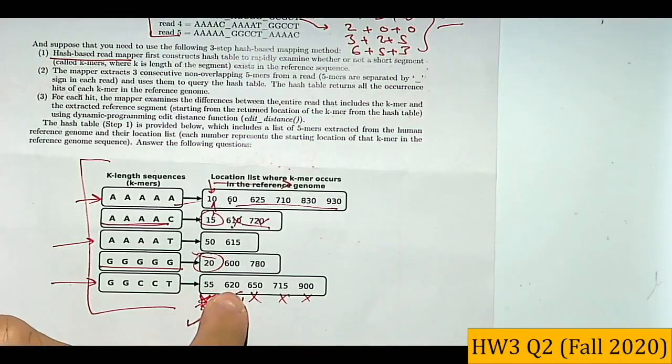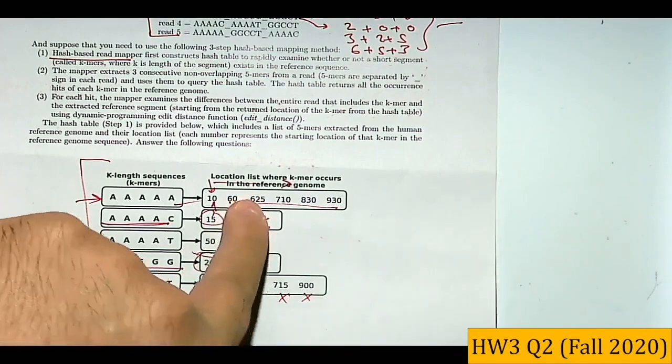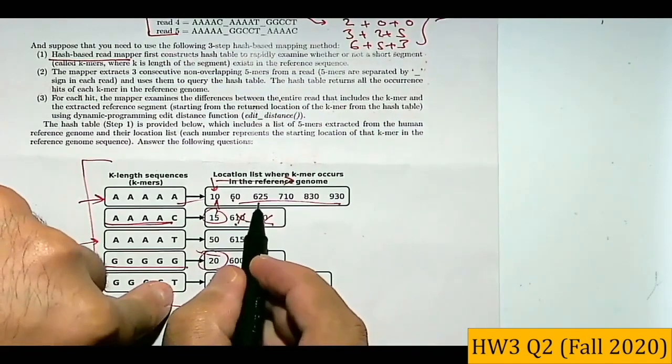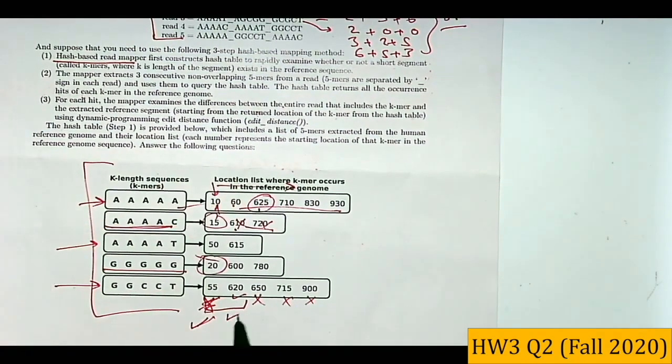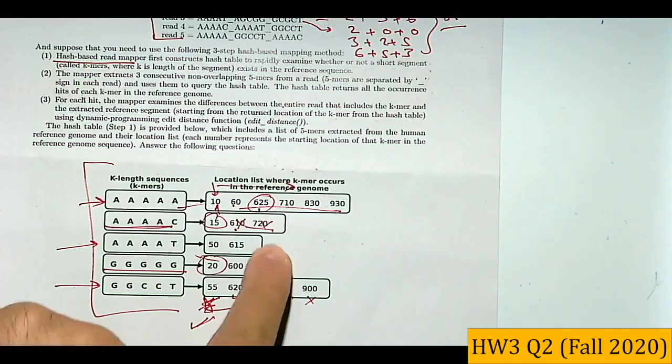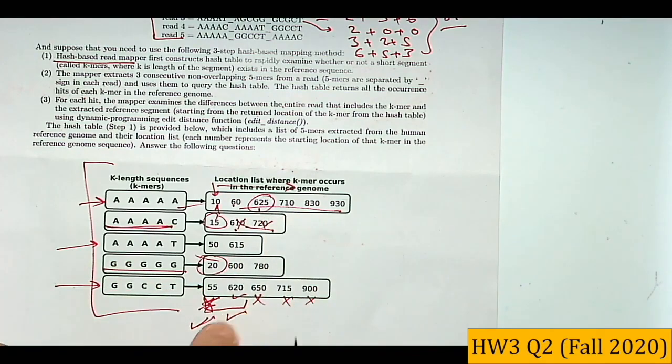And now 620, we should look for 625 here, which is this one. So we have it there. So this is a correct match. Now here, 650, what's next should be 655. Do we have it here? No. Okay. Yeah, anyway, we shouldn't continue, right? Because they were not matched from the second k-mer.